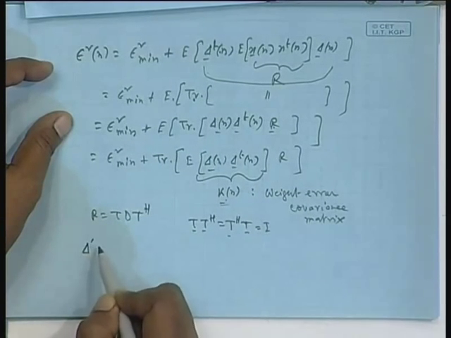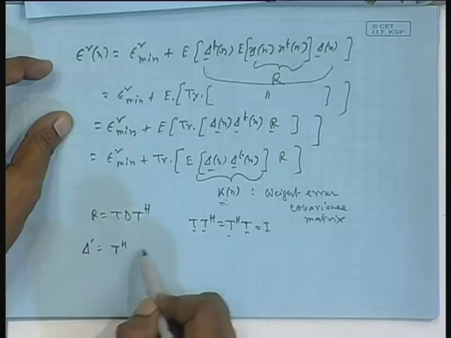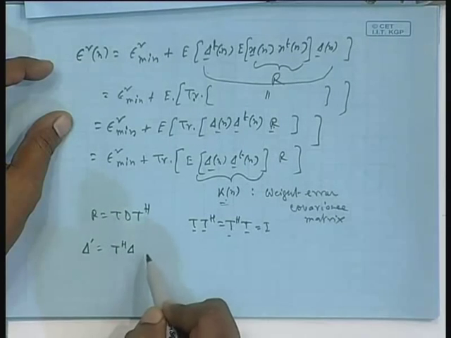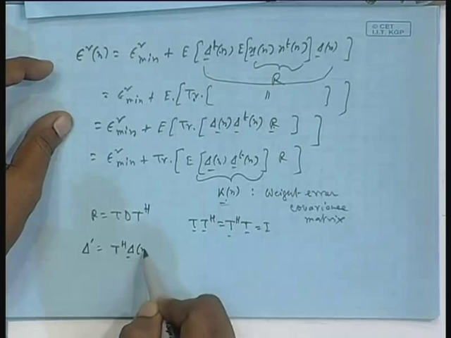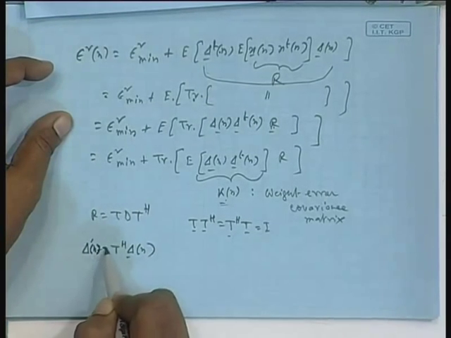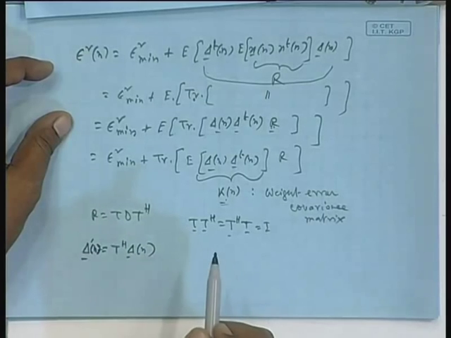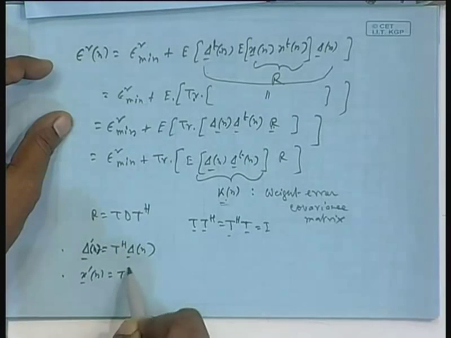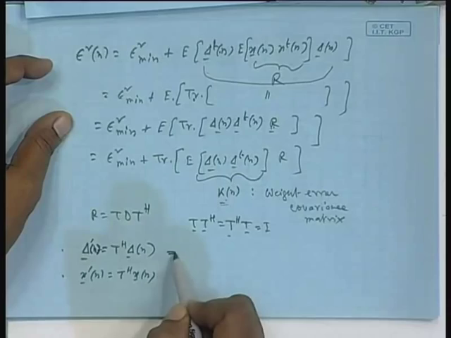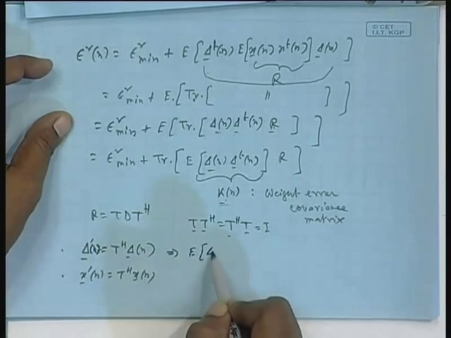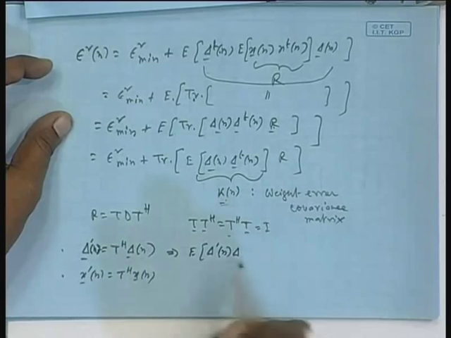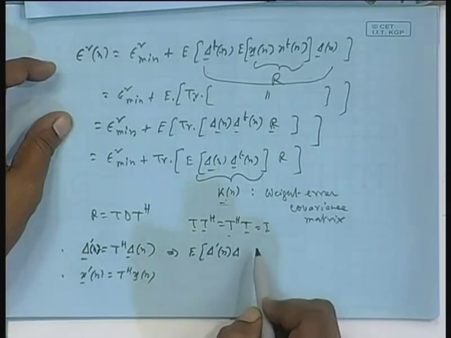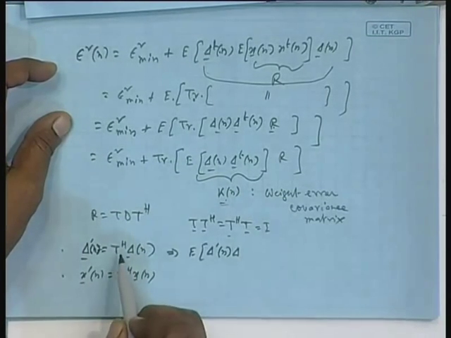Instead of delta n, you define this quantity. And instead of x n, you define this quantity. Now, what is the covariance of this? Instead of Hermitian, I am writing Hermitian here. You understand why I am writing Hermitian?